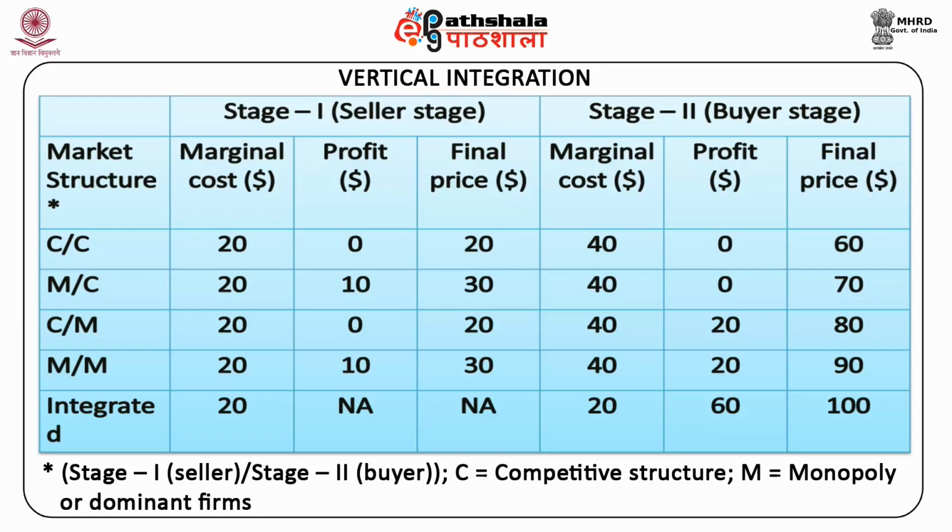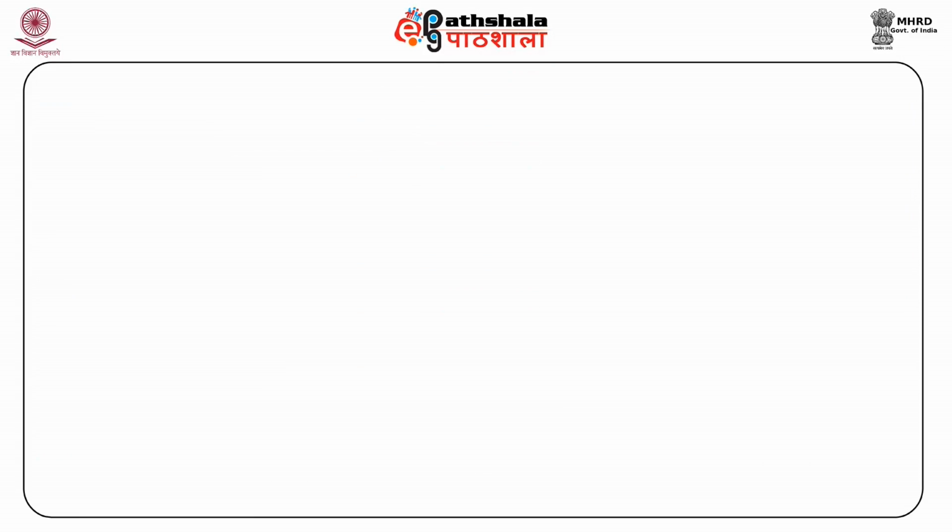With market structure 5, where two monopolists integrate, the final price will be 100. Such a condition allows for the maximum profit. Here it is assumed that the additional market power, as both monopolies allow a price of 100 to be charged, allowing a profit margin of 60 in stage 2. This arrangement allows for the maximum profit.